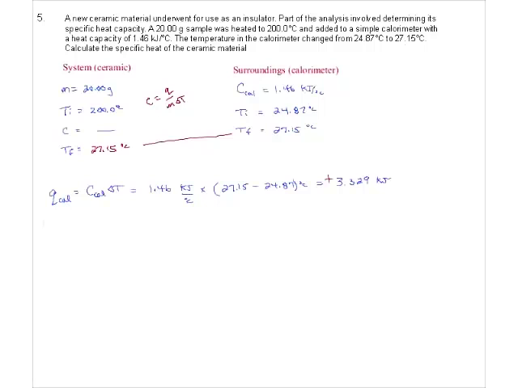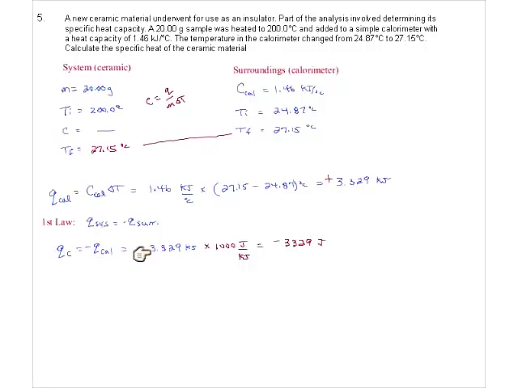And that should make sense because the piece of ceramics was heated to 200. We're putting it in the calorimeter, and we're going to let it cool off. The calorimeter is warming up. It gained energy. Okay, good. Where did that energy come from? Well, it must have come from the first law, saying, hey, you gain energy, it has to come from somewhere. It came from the ceramics.